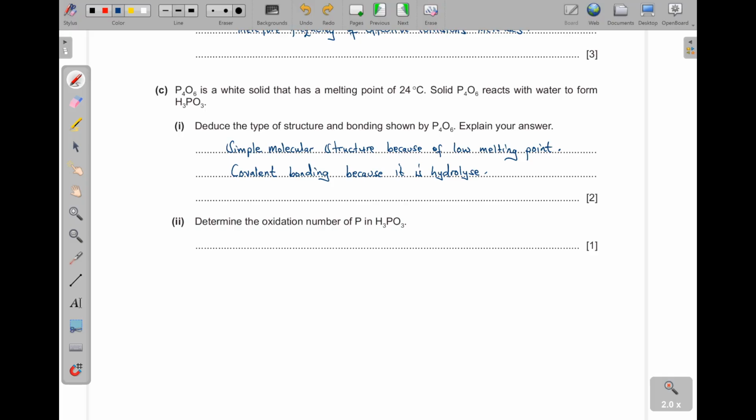Ionic ones, for them, they just dissolve. They don't react with the water. The ions are just separated. Okay. Roman 2, determine the oxidation number of phosphorus in phosphorus acid.